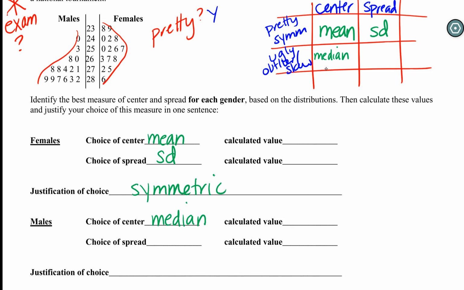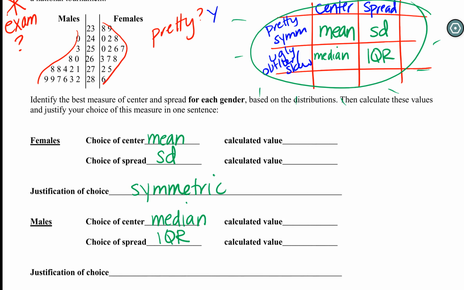And the measure of spread that goes along with that median is the IQR. So this table is something that's on every single exam. IQR. Something you might want to throw on that note card, right? More note card stuff. All right, and the justification here is that our data is skewed.